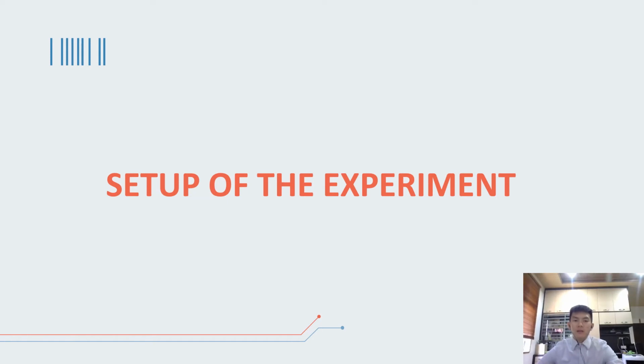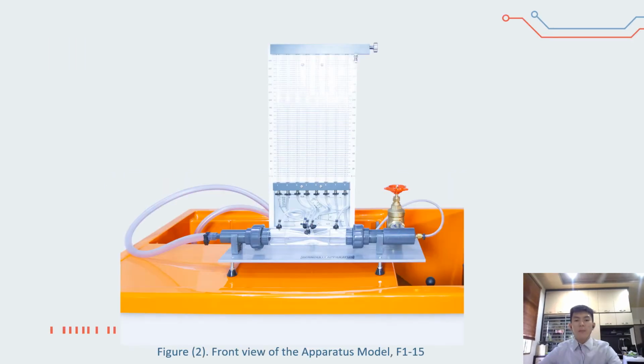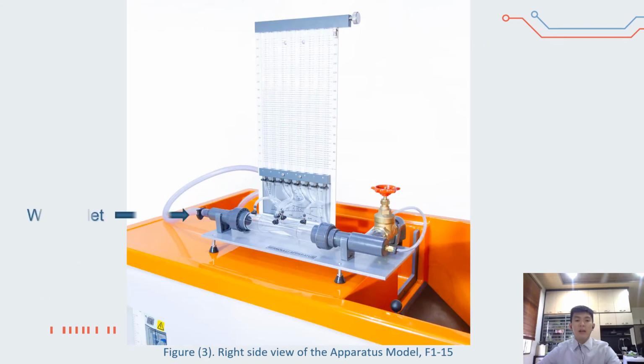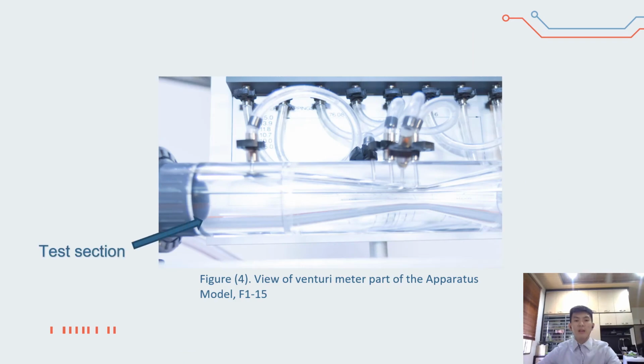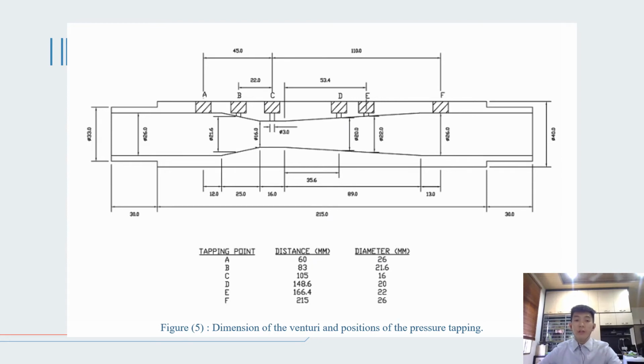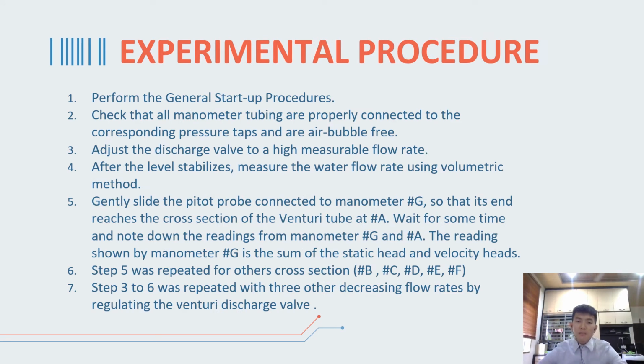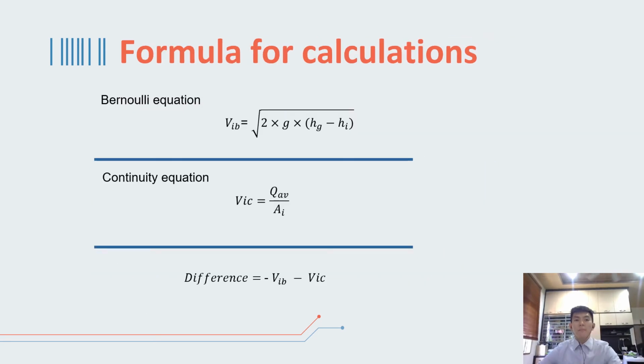Next, let us move to the setup of the experiment. In the model apparatus F115, we have the air bleed screw, manometer tubes, unions, adjustable feet, water inlet, discharge valve, and the Pitot probe. This figure shows the locations of each tapping point and the corresponding distance and diameter. Here is the experiment setup of this experiment. Here is the experimental procedure for this experiment. Below are the equations that will be used in this experiment.